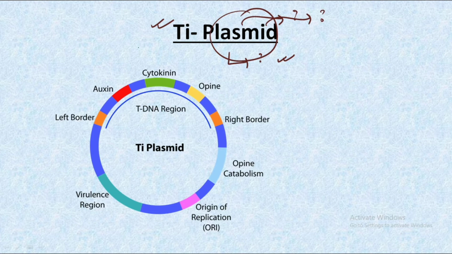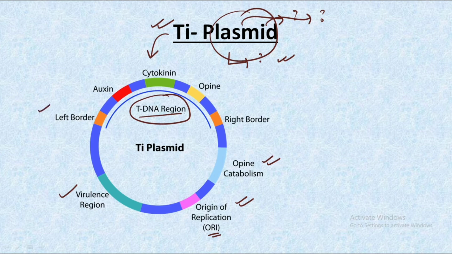Talking about the general structure of the Ti plasmid, we have the T-DNA region, the virulence region, the origin of replication which is ORI, and the opine catabolism region. Talking about the T-DNA region, there are various sub-regions in it. We have the left border and the right border, and in between them we have the auxin synthesizing area, the cytokinin synthesizing area, and the opine.